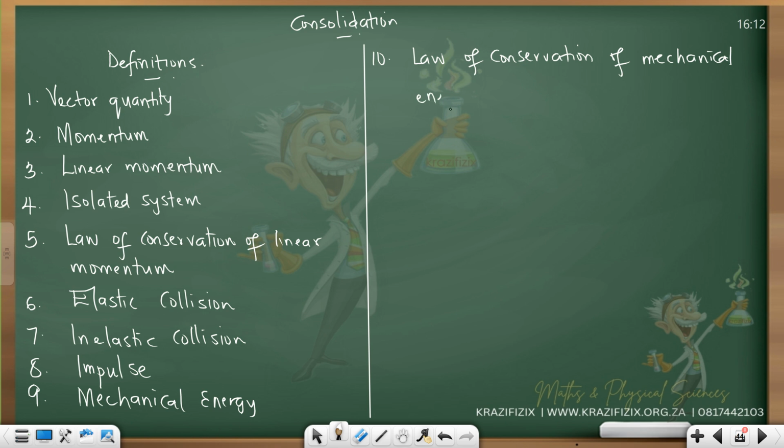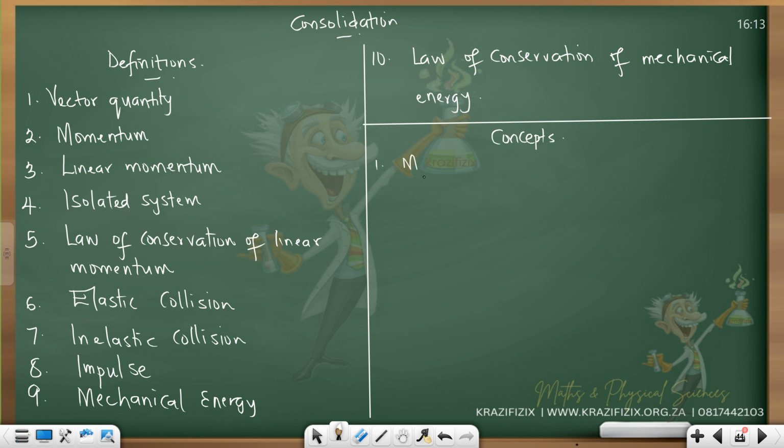So please, this is your checklist. Can I define all of these 10? You are now in grade 12. You know the implication of not knowing your definitions. You know it's minus 2. And it's not just that. The definition carries the entire topic with it. So definitions done. Now, what concepts did we learn?